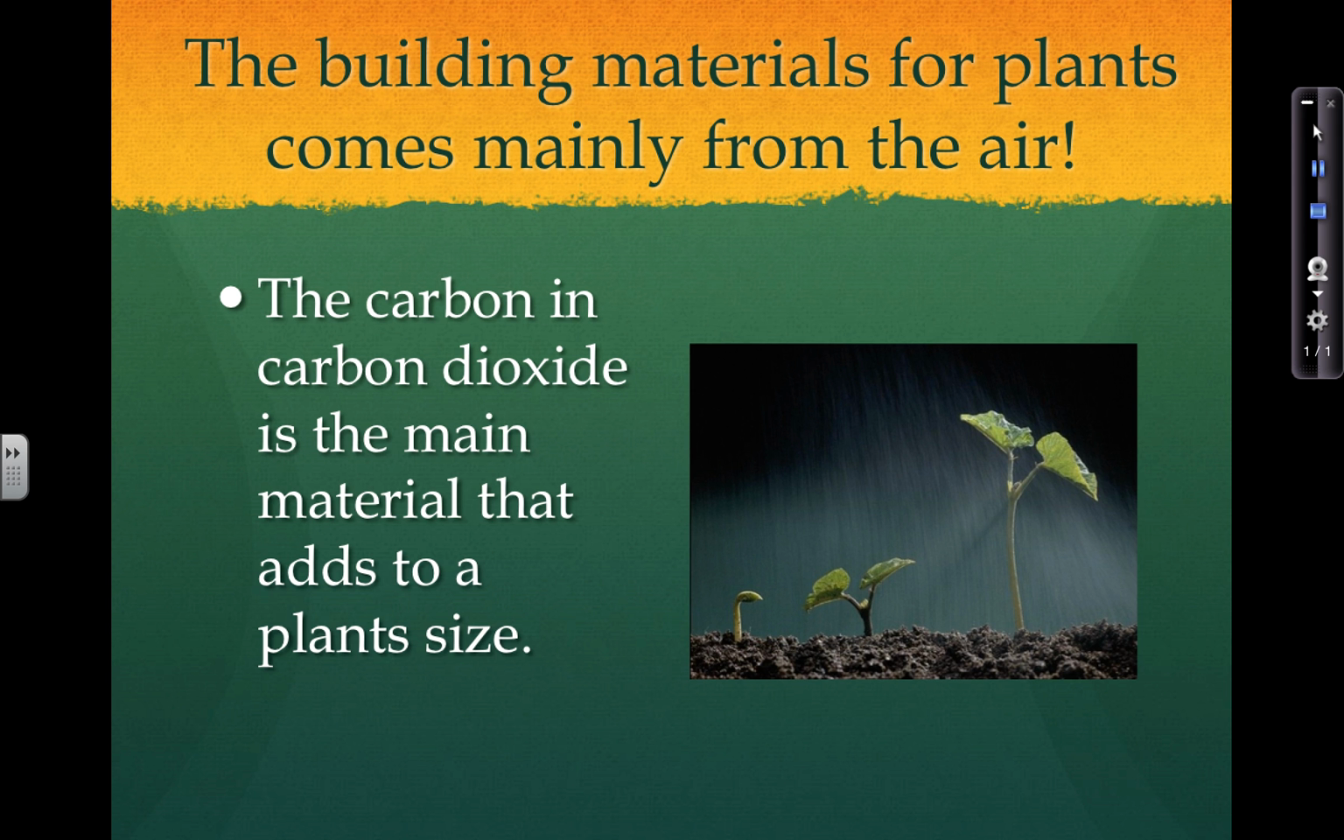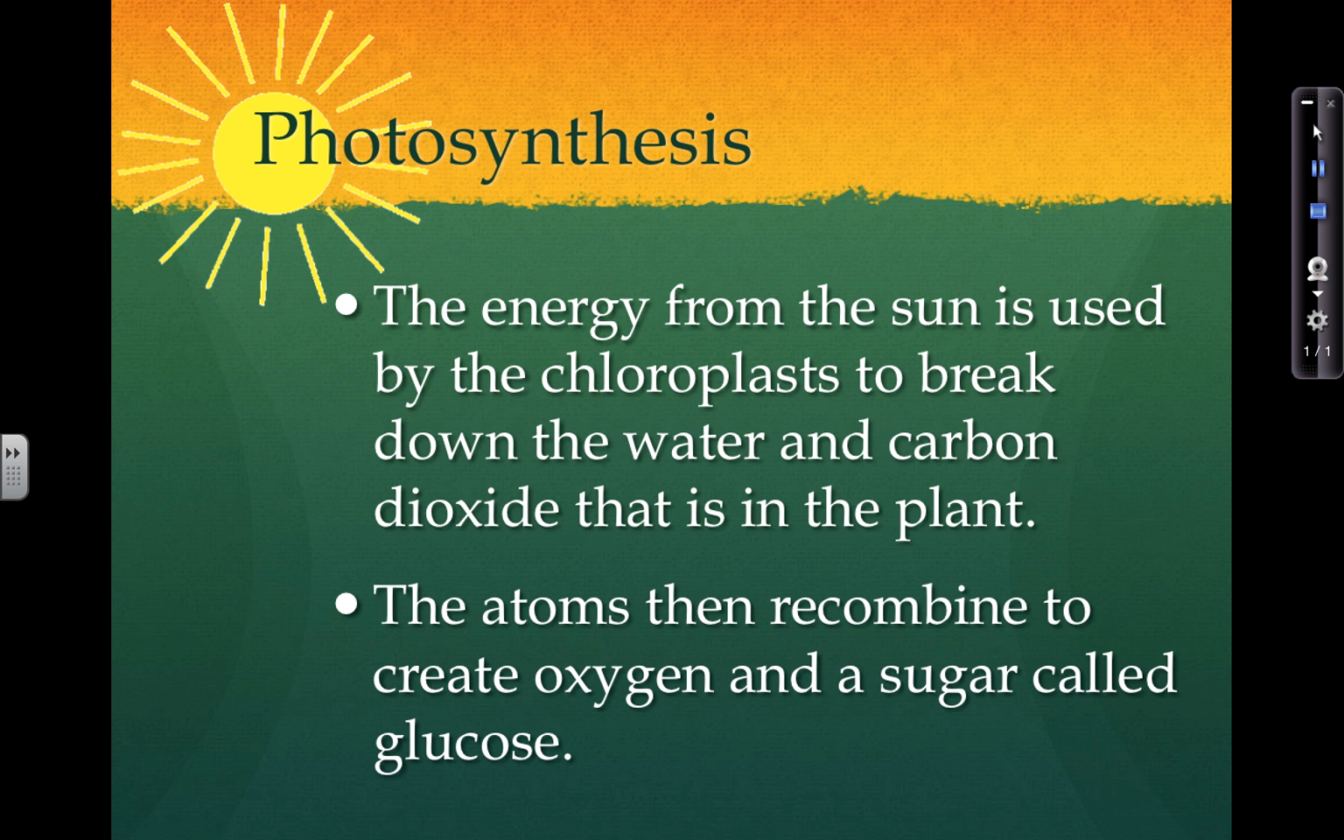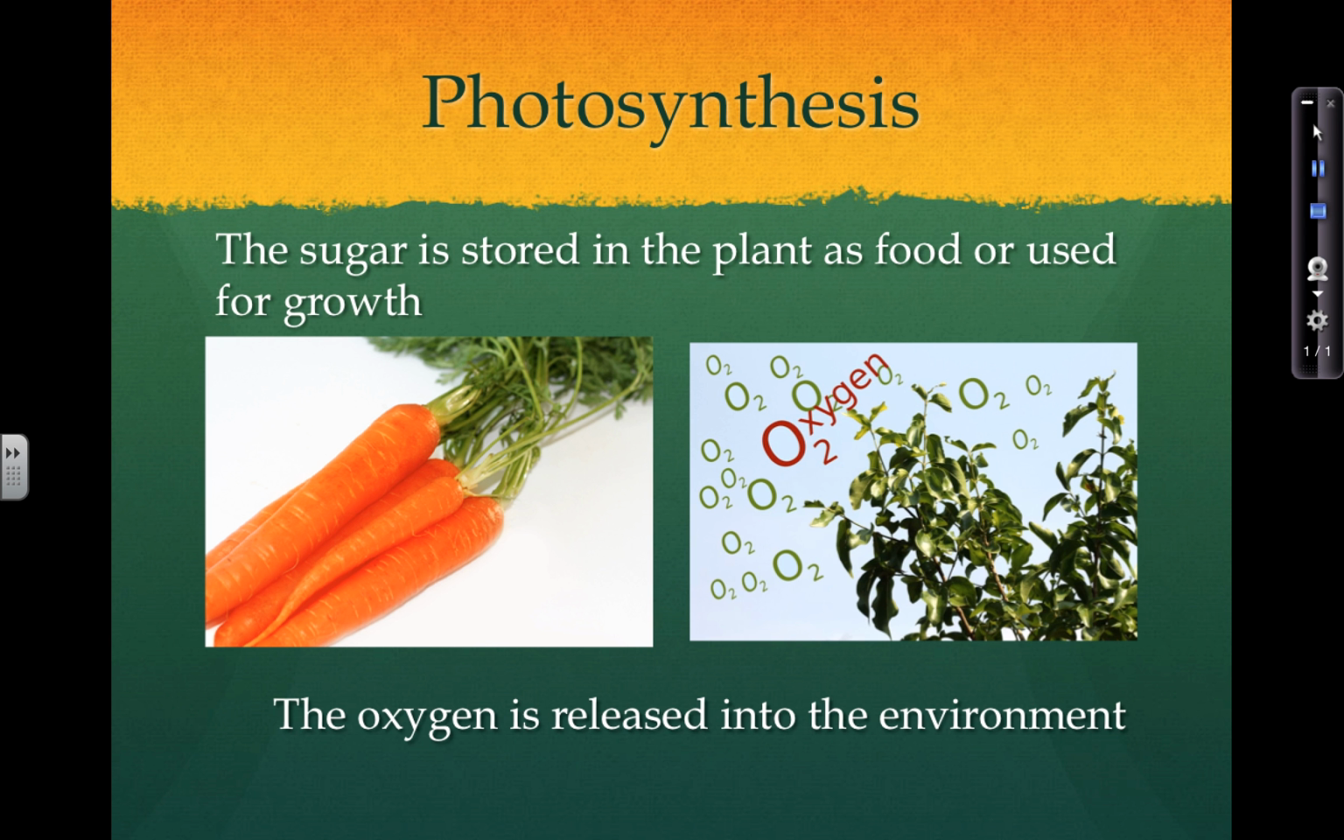But remember, it converts it. It changes the carbon dioxide and it changes the water into something else. And that's what allows it to get so big. So in photosynthesis, the energy from the sun is used by the chloroplast to break down that water and carbon dioxide. The atoms then reform in a different way to make oxygen and a sugar called glucose.